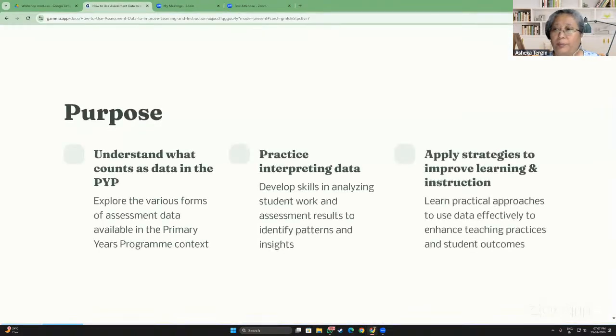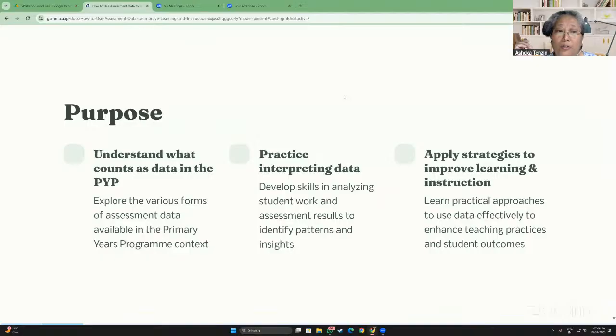So, what is the purpose of today's session? The first one is to understand what counts as data, specifically in the PYP. I'm taking examples of PYP here, but you can transfer this knowledge into your context also. It is not that you cannot transfer whatever you are learning over here. So the data that I'm going to give you will be of PYP, but you can look at your data and interpret your understanding according to what you have learned here in your classroom and in your data.